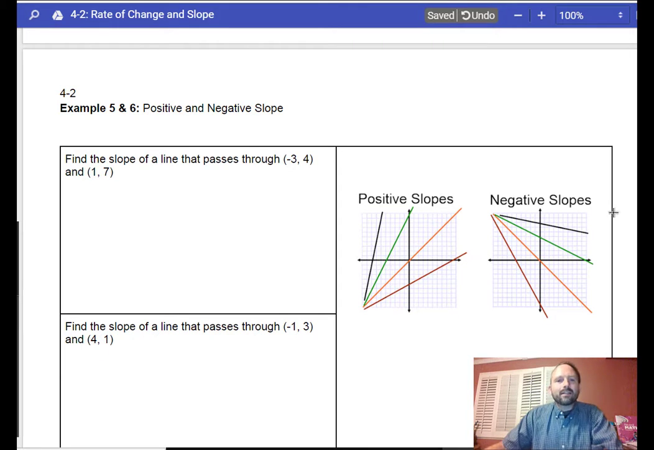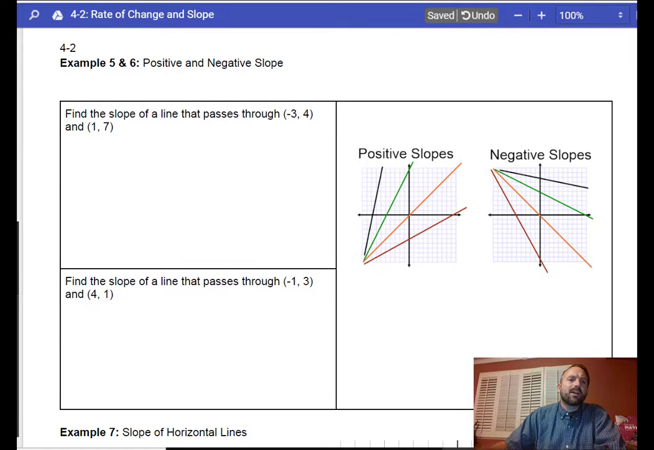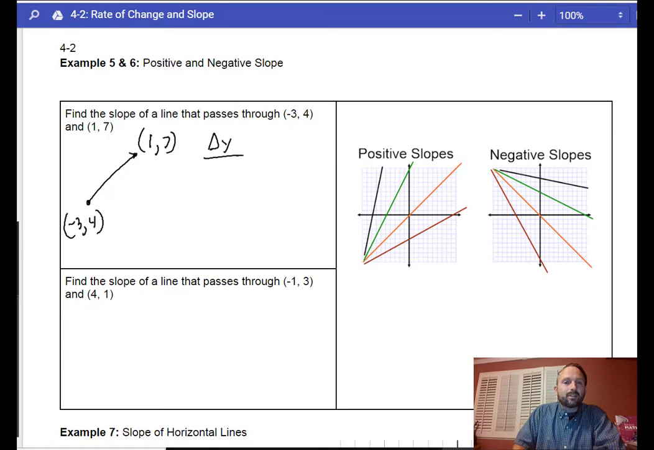So examples 5 and 6. If in your homework it says this deals with example 5 or 6, we're talking about positive and negative slopes. It says, find the slope of a line that passes through -3, 4, and 1, 7. What I like to do is draw a short thing, and I go, okay, this is -3, 4. And this is 1, 7. I like to do a visual type thing. So I'm going to have my delta y over delta x. I know that's what my slope is.